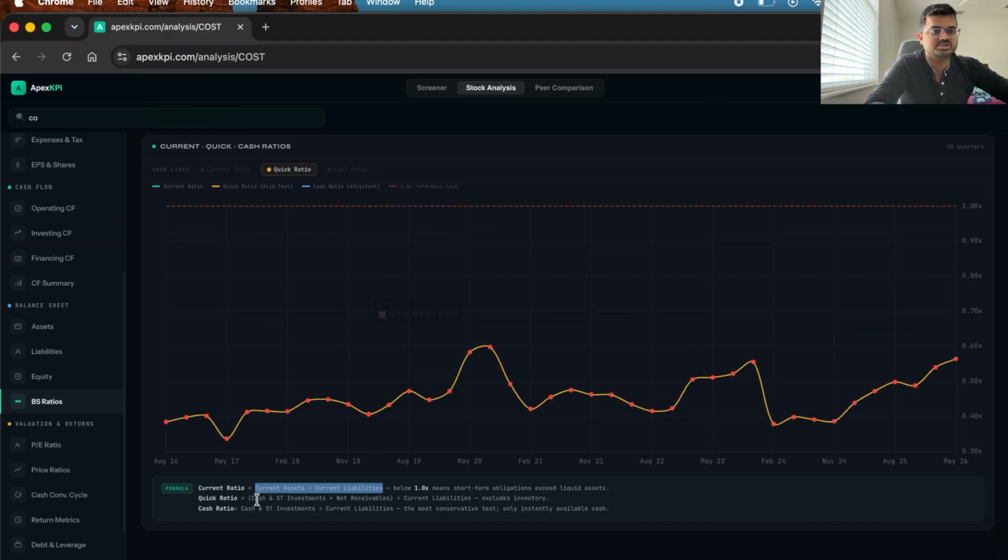And next one is quick ratio. Quick ratio is nothing but in the current asset, exclude all the inventories. Just take cash and short term investment plus net receivable divided by the current liabilities. It would be preferable if this number is greater than 1, but it's not. But still, we would like to compare this number with Costco's peers. Still, it's not a very alarming number. It is at a decent value of 0.66. So these are the two pieces of information which we could get from the balance sheet ratio segment in my application.